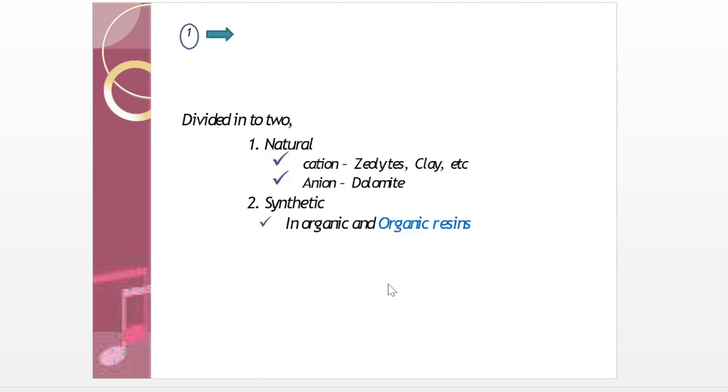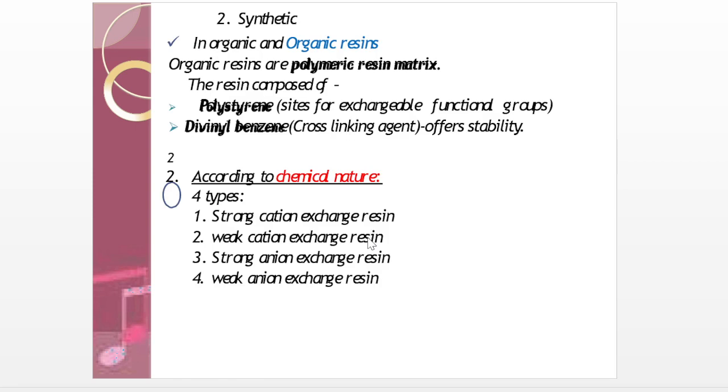Here, by source, it is divided into two classes. The first one is natural: zeolites, clay, etc. are examples of cation exchangers, and dolomite is an example of an anion exchanger. Synthetic resins may be inorganic or organic. Organic resins have a polymeric resin matrix. These resins are composed of polystyrene with a set of exchangeable functional groups and divinyl benzene as a cross-linking agent for stability.